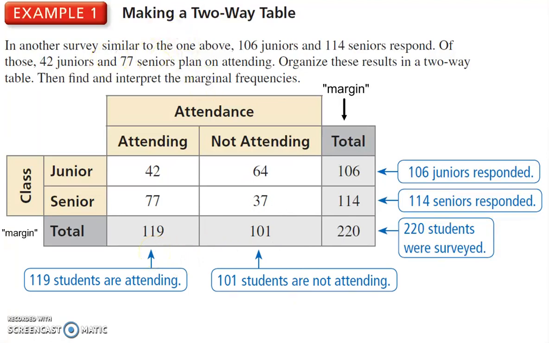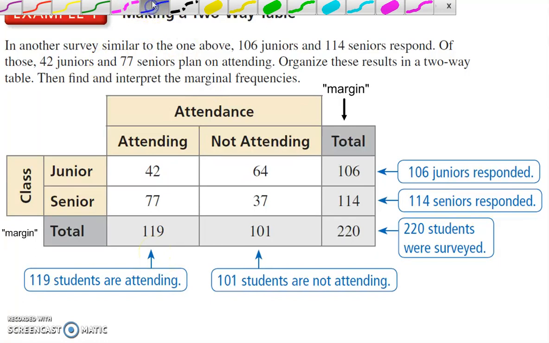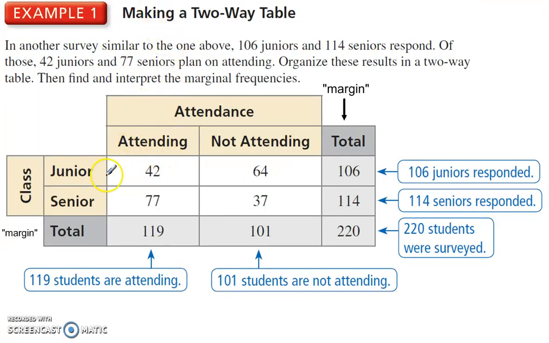If I want to figure out percentages or probabilities, what's the probability that a junior is going to be attending? Now that I have my table, it's pretty easy to arrange that. Out of the total, it's 42 out of 220. That's the probability, out of juniors and seniors, that a junior will be attending.